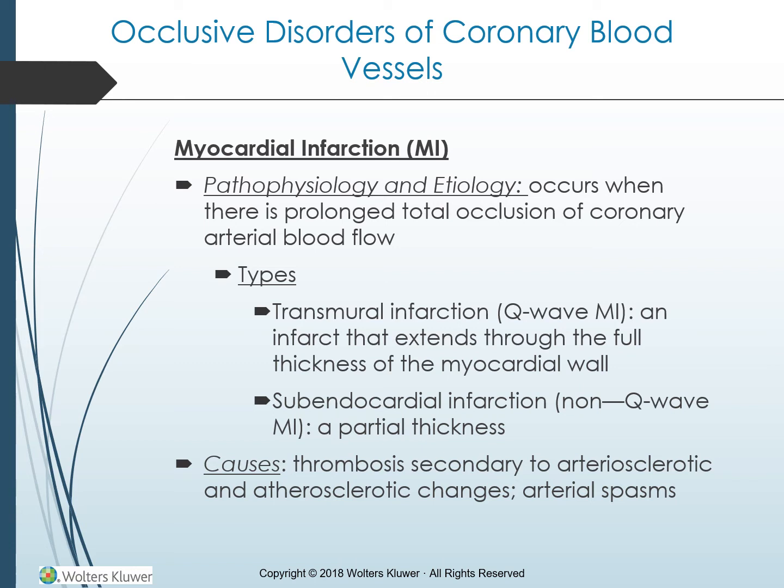Thrombosis usually is secondary to arteriosclerotic and atherosclerotic changes. Arterial spasms also may cause an MI. Once an area of the myocardium has been damaged and destroyed, the cells in that area lose their special functions of automaticity, excitability, conductivity, contractility, and rhythm.